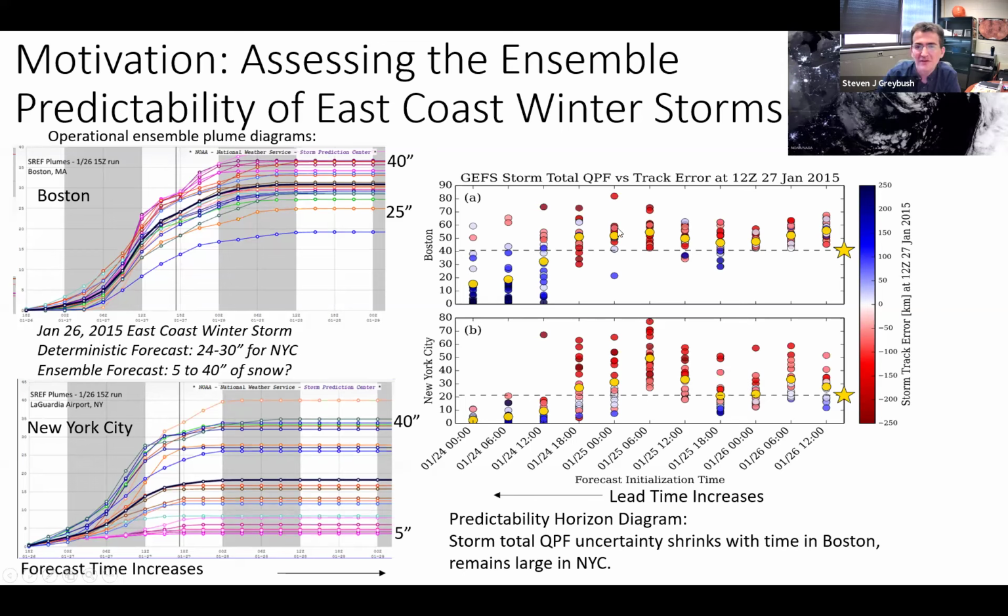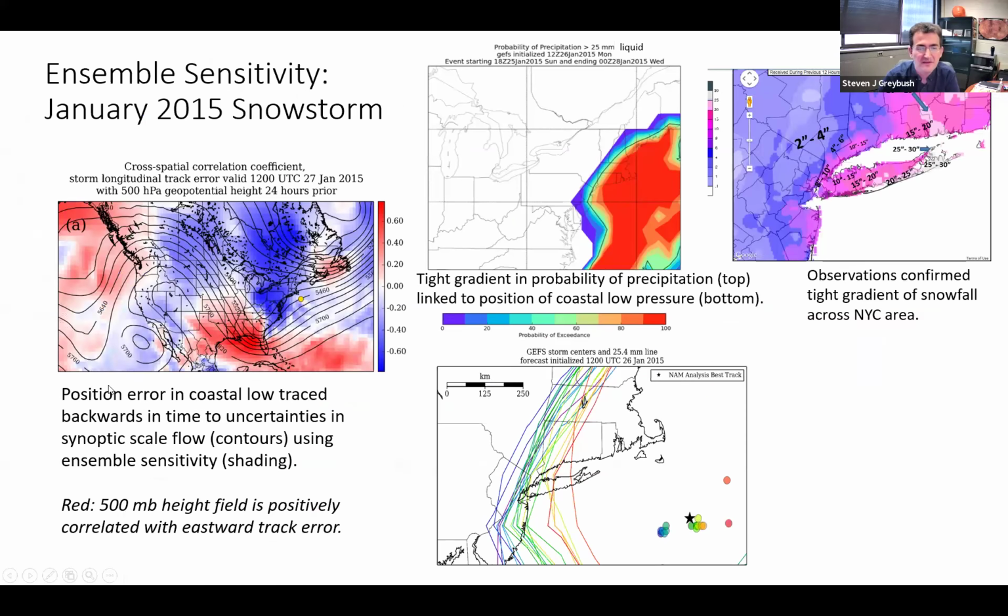For Boston, the storm was very well forecasted several days in advance, whereas New York City, even a short-term forecast still had considerable uncertainty. So the next step was to try to investigate why there was that uncertainty. So first of all, we did ensemble sensitivity analysis.